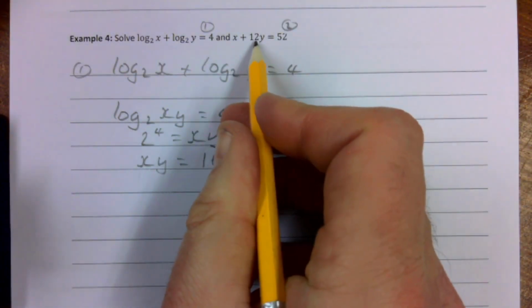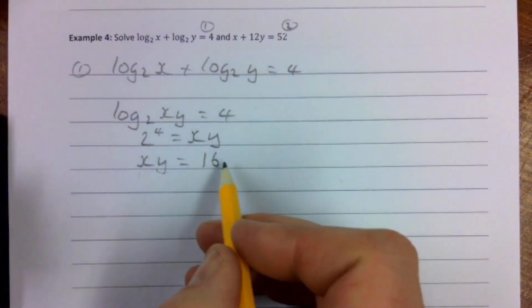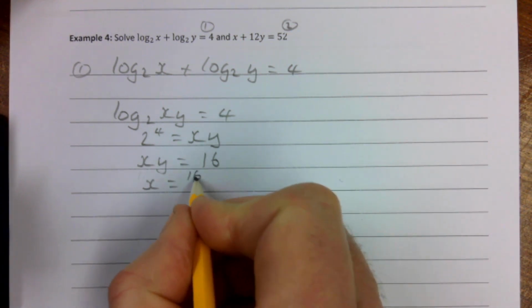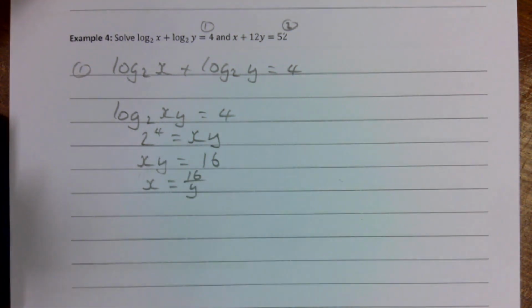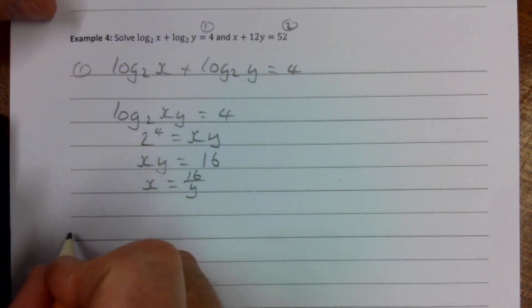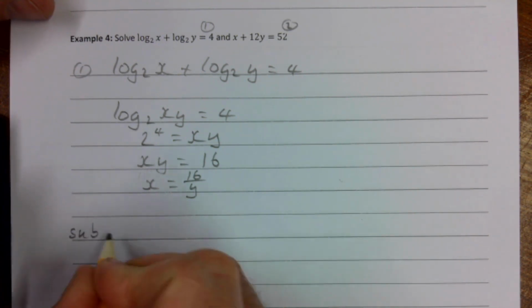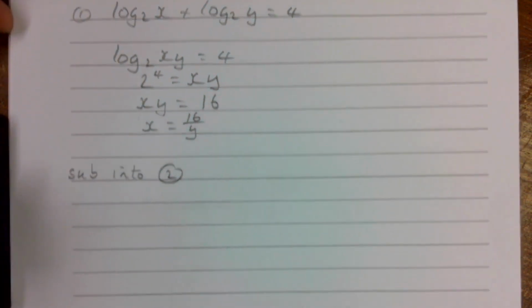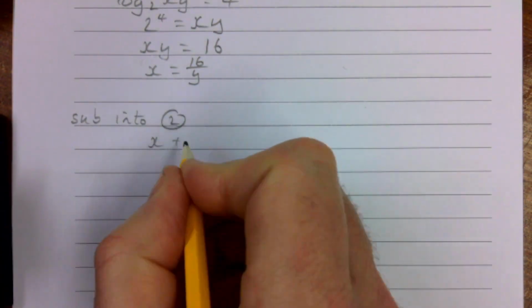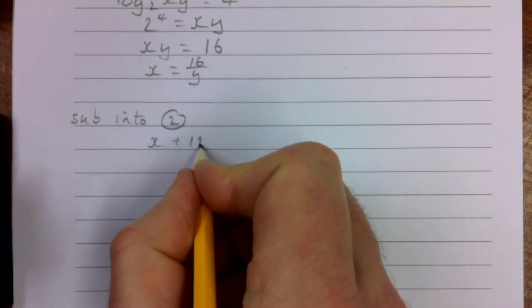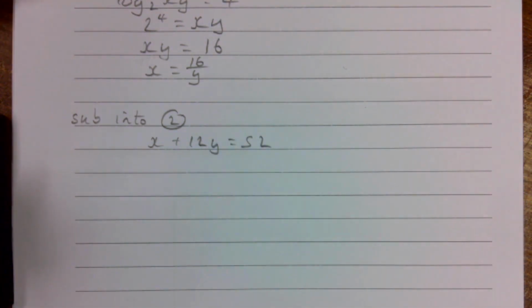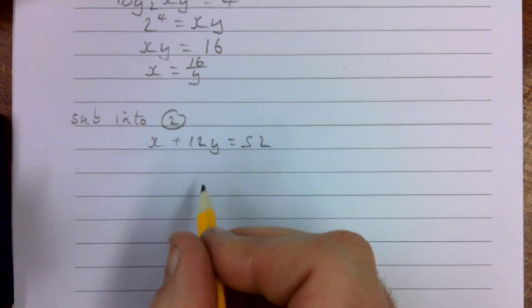We have x plus 12y was 52, so we're going to substitute this in. So I'm going to write x is 16 over y. If I then sub that into 2, I get x plus 12y is 52, and I exchange my x for 16 over y.